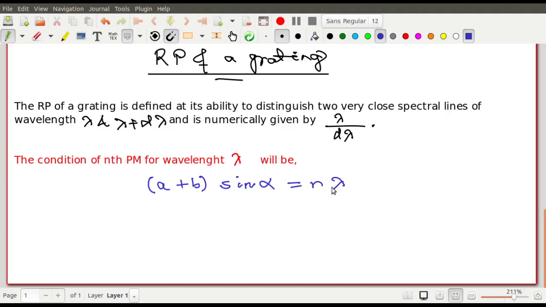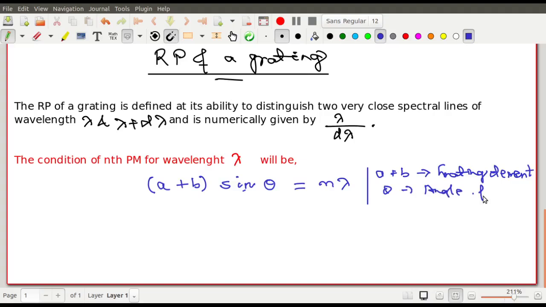Wait a second, make it sin of theta, we don't need alpha now. So the condition for the nth principal maxima is this: a plus b sin theta is equal to n lambda. You know this one, where a plus b is called the grating element, and theta is the angle of diffraction. Fine. This is the condition for the nth order principal maxima for wavelength lambda.